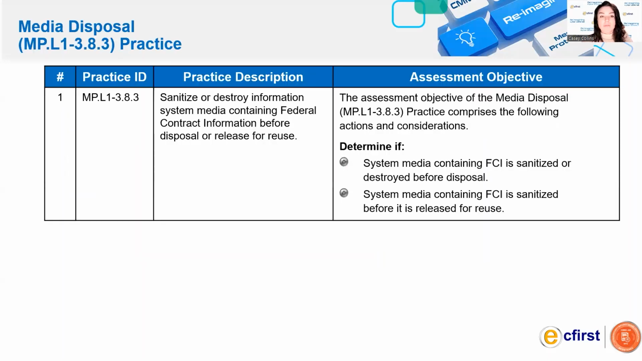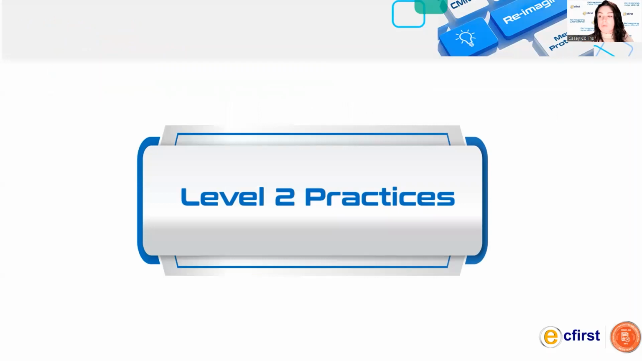So first off, we have media disposal. For the practice description, we want to sanitize or destroy information system media containing federal contract information, or FCI, before disposal or release for reuse. So the assessor would determine if system media containing FCI is sanitized or destroyed before disposal. System media containing FCI is sanitized before it is released for reuse. So we don't want any residual information lying on these media devices. So that's our level 1 practice.